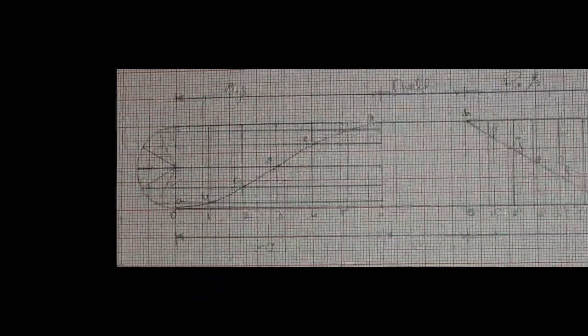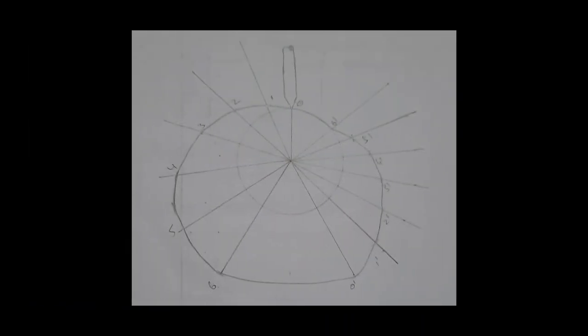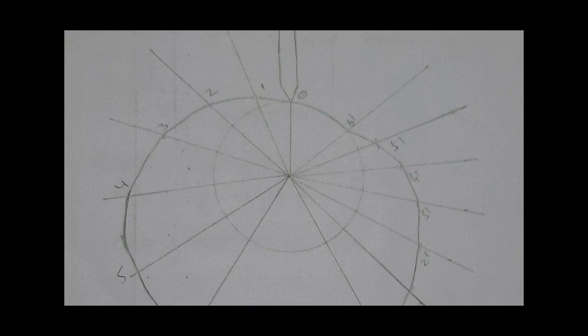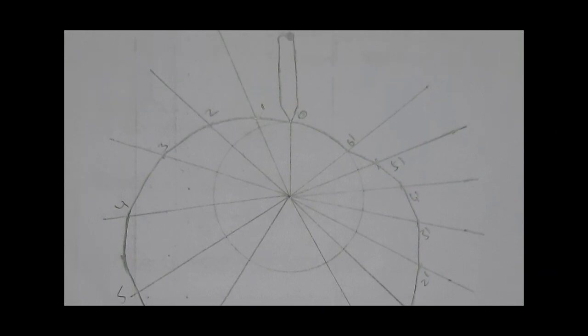Next is the cam profile. The problem specifies a 20 radius. So take the 20 radius with the compass and the scale, and construct the 20 radius circle. After constructing it, with respect to the midpoint you consider, construct the vertical line until it touches the circumference of the circle.